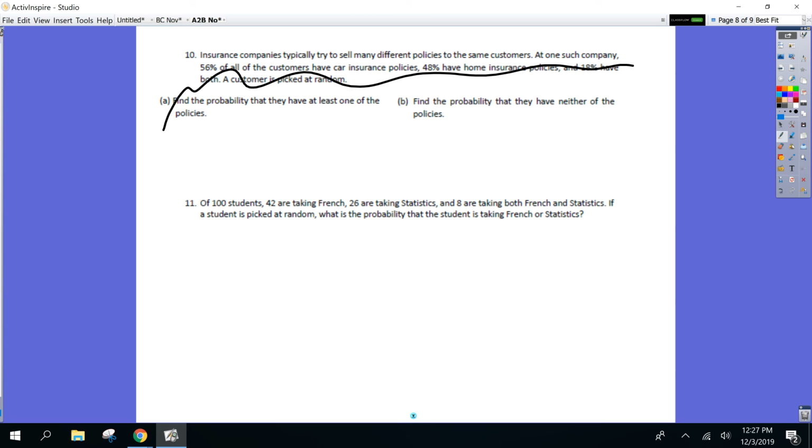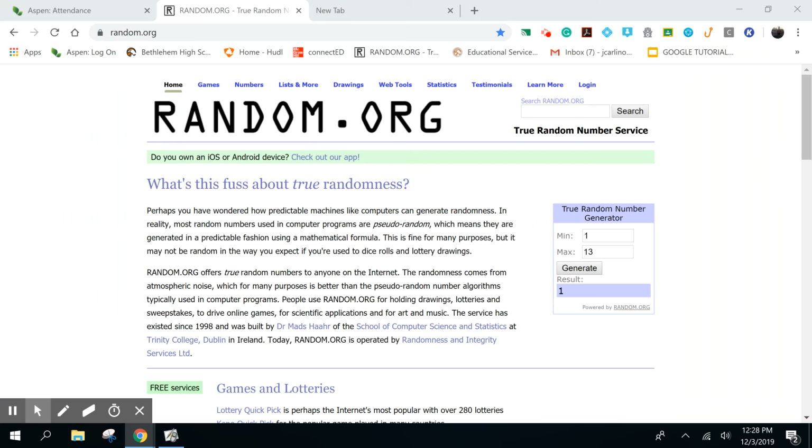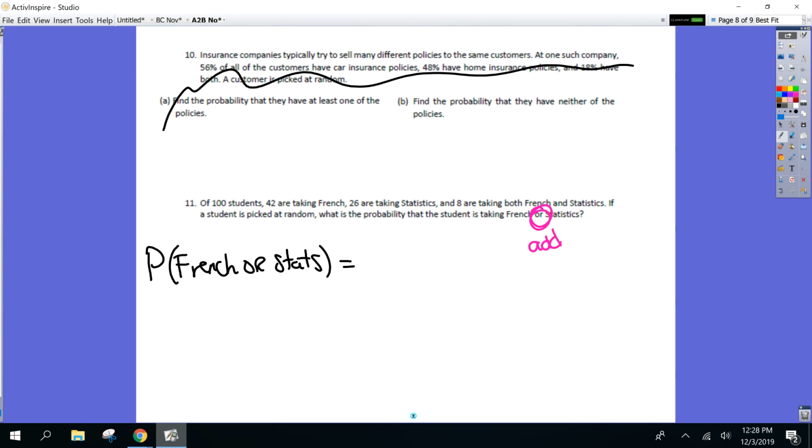Okay, a student is picked at random. What's the probability a student is taking French or stats? Or tells me I'm going to add. So French or stats. French first, according to those numbers: how many are taking French? 42, out of 100. So 42 out of 100.